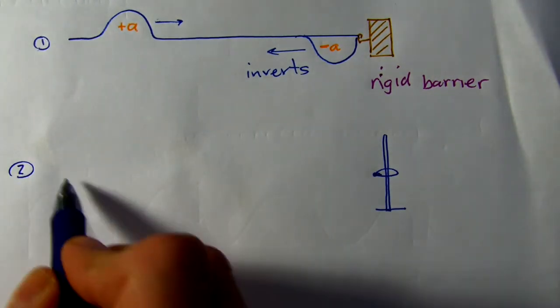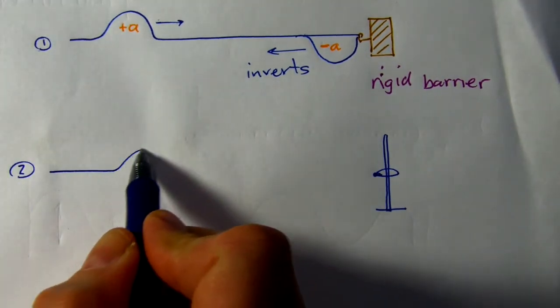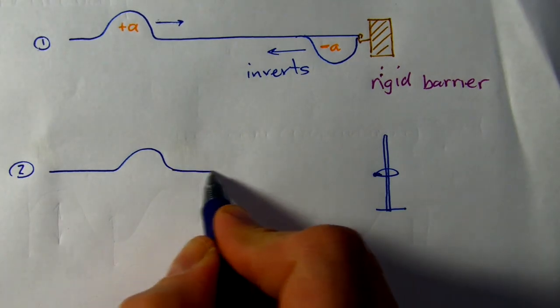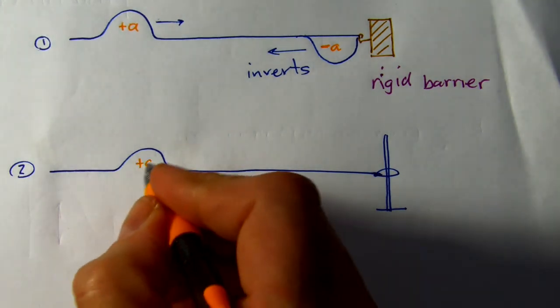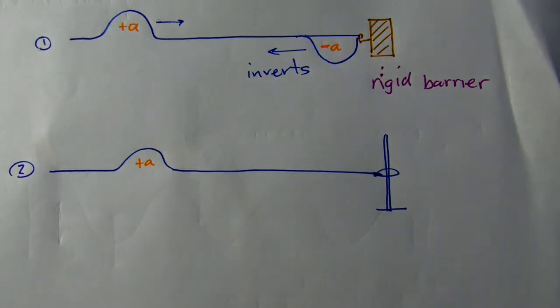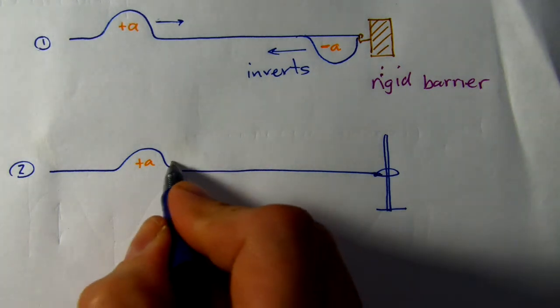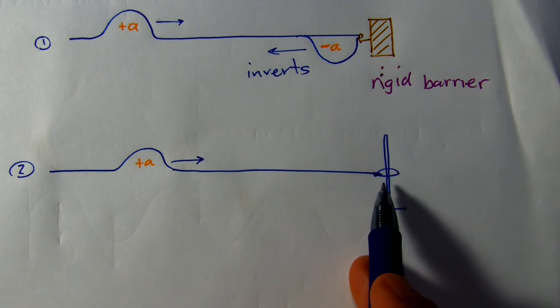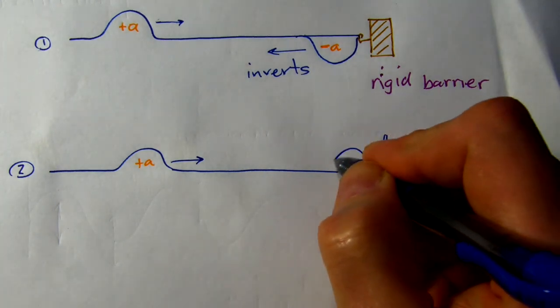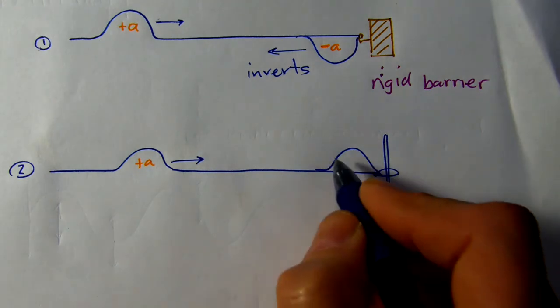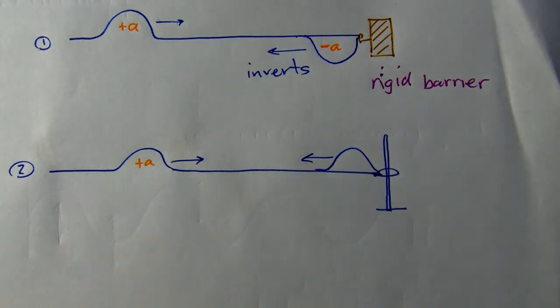So we'll take this rope here. Again, we'll put a wavelet there. And then it has a loose barrier. Right? It's not rigid. What actually happens is that as the wave propagates this way, it strikes this barrier of sorts, but it returns upright. After reflection, it's upright.